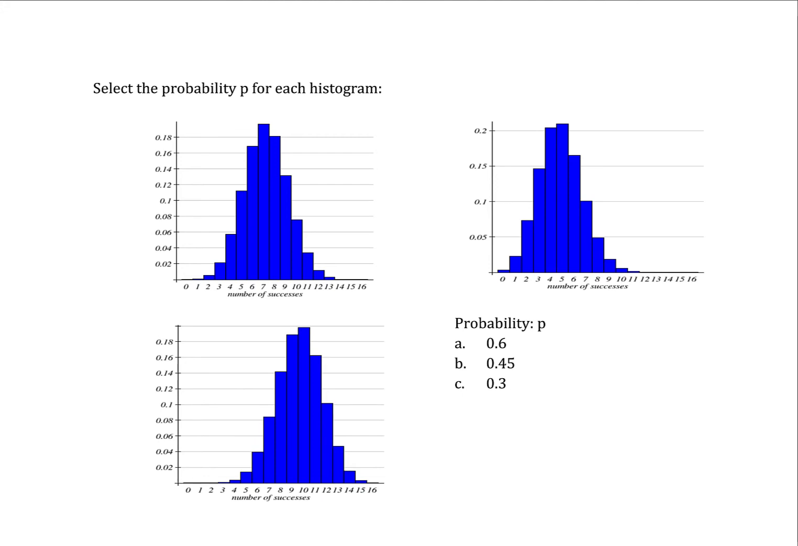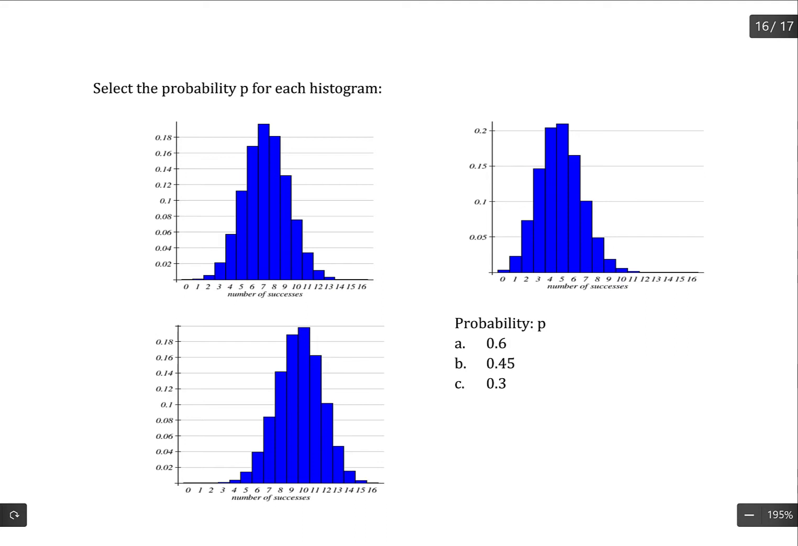Select the probability p for each histogram. So the different values of p that I have are 0.6, 0.45, and 0.3. Now, to determine which of these is which, notice there's the same number of trials in each of these binomial experiments. It's always 16.